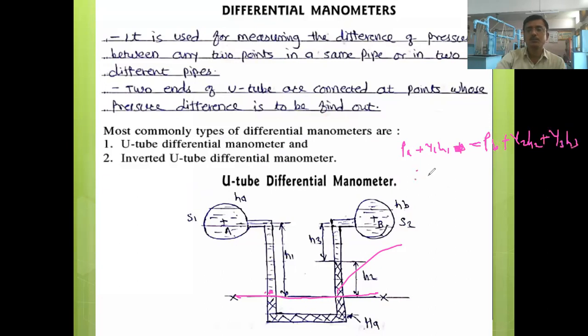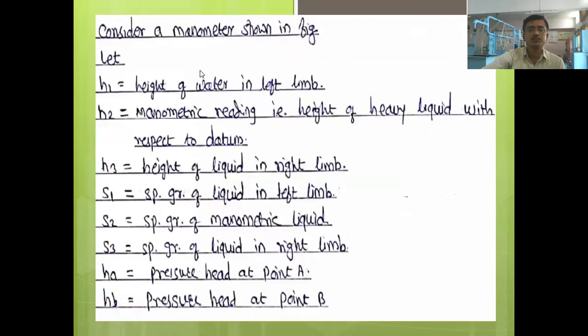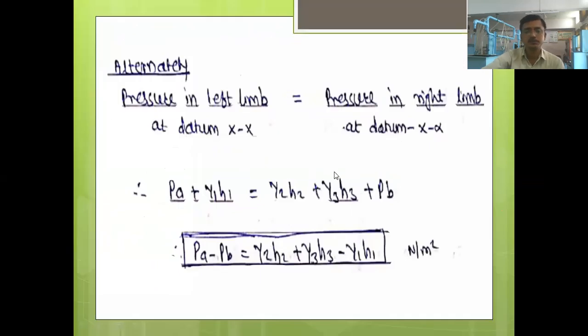Correct. So therefore, PA minus PB is equal to gamma 2 H2 plus gamma 3 H3 minus gamma 1 H1. So this equation we can write directly. You can use either of these two methods while solving the problem, the alternate method or this method. It has been derived like this.